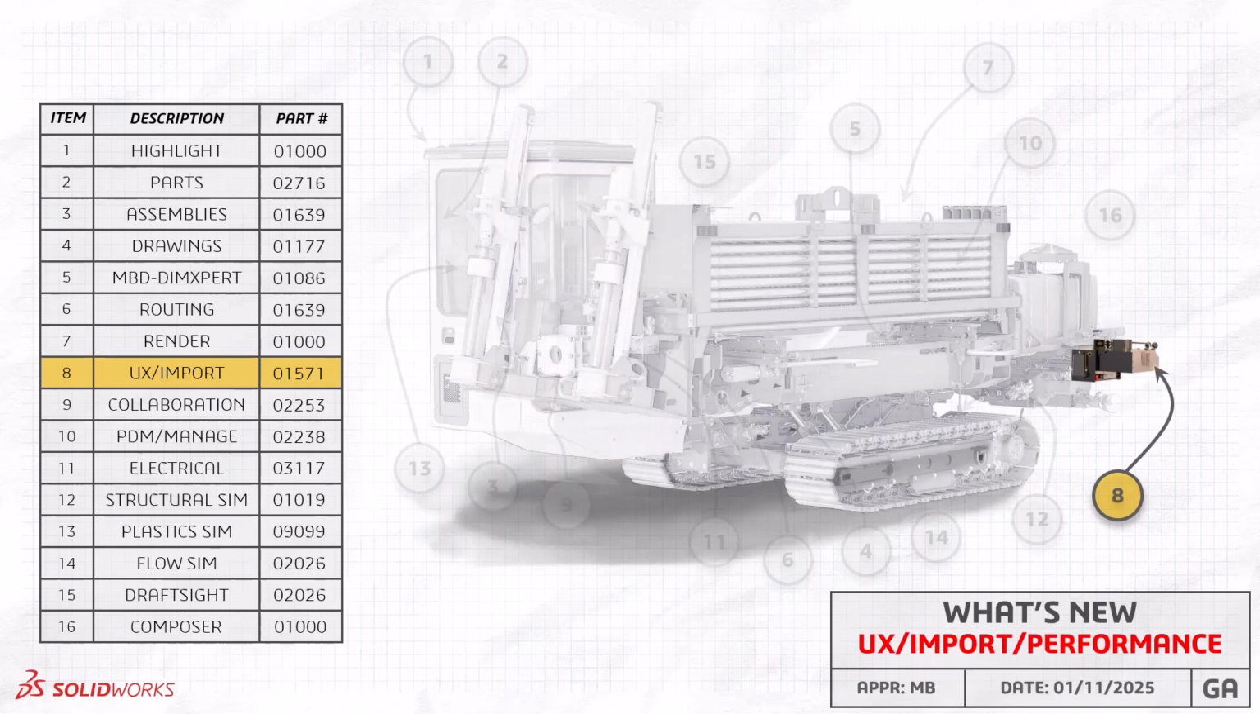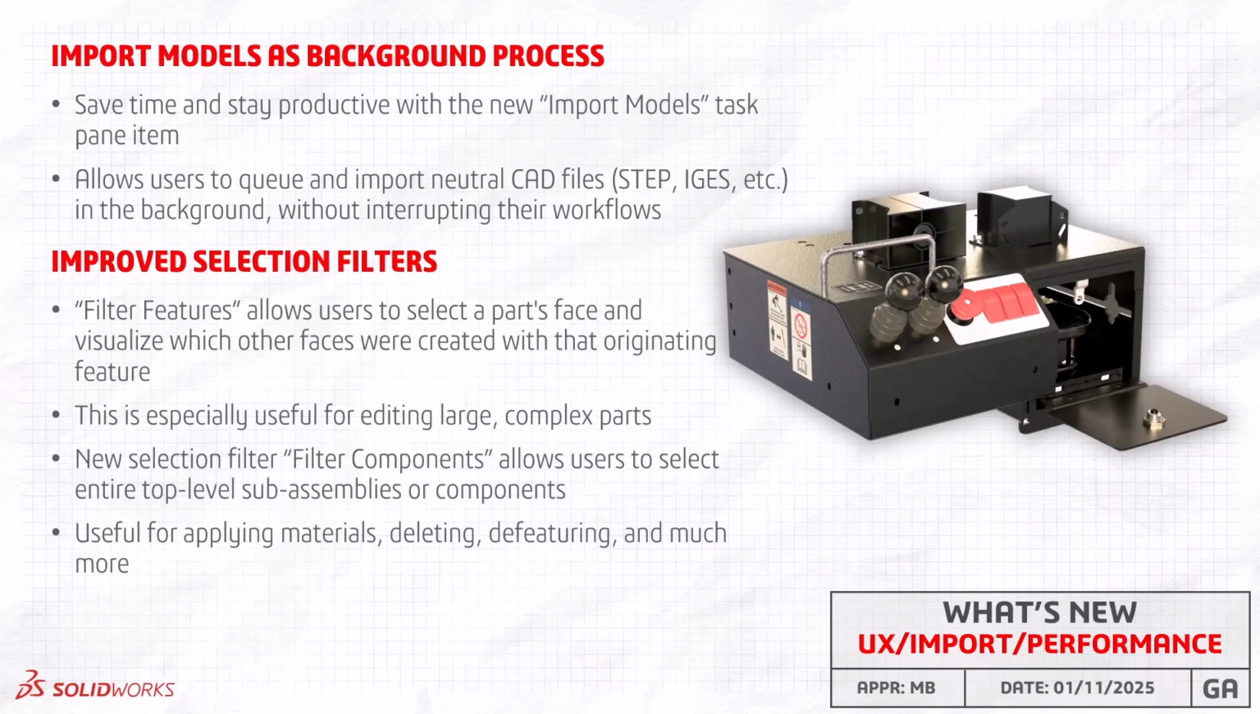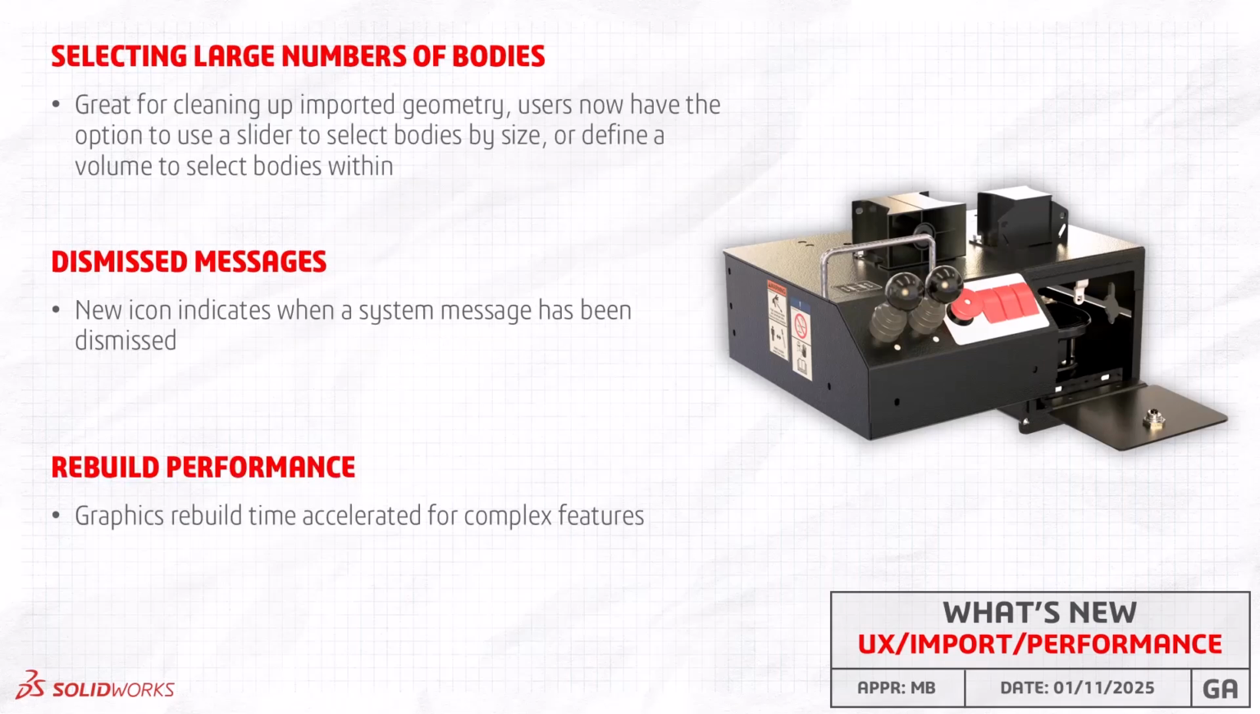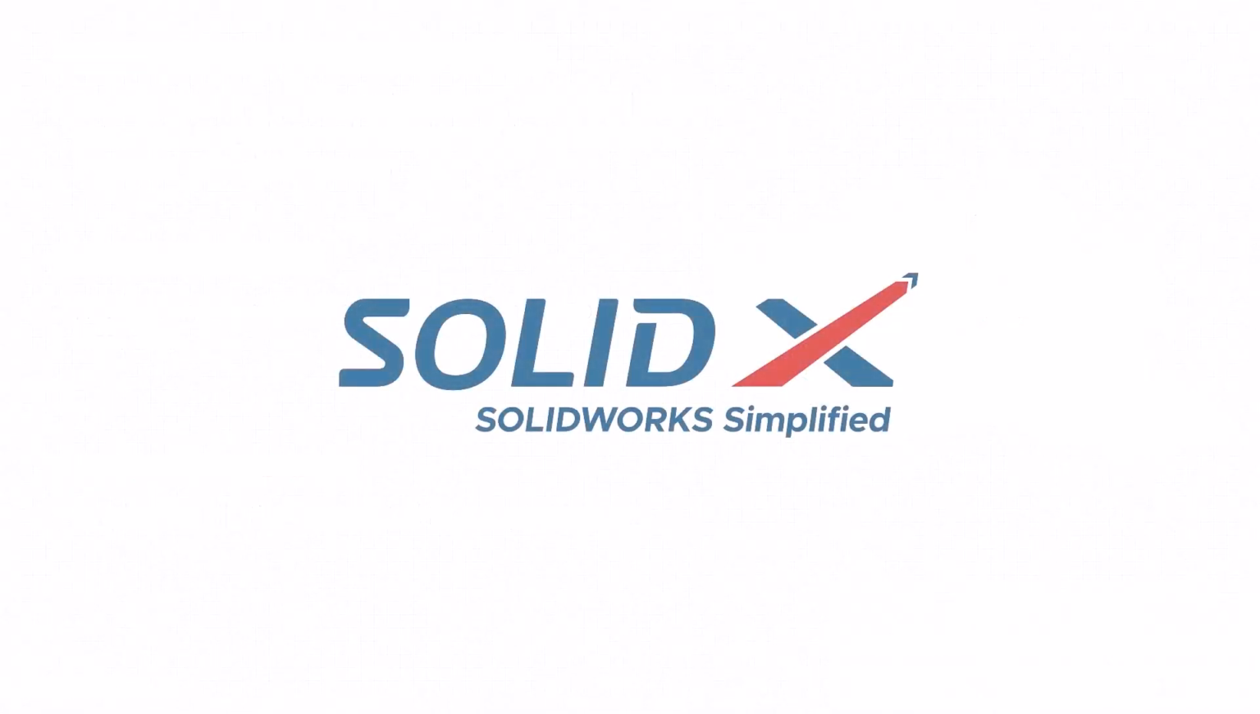SOLIDWORKS Design 2026 enables you to work faster with the ability to open imported files as a background process, an improved Select Features or Components filter, a new option for selecting large numbers of bodies. There is also a new icon indicating whether system messages have been dismissed, and the graphics rebuild time has been accelerated for complex features. Please join us in our next video for what's new in collaboration for SOLIDWORKS 2026.